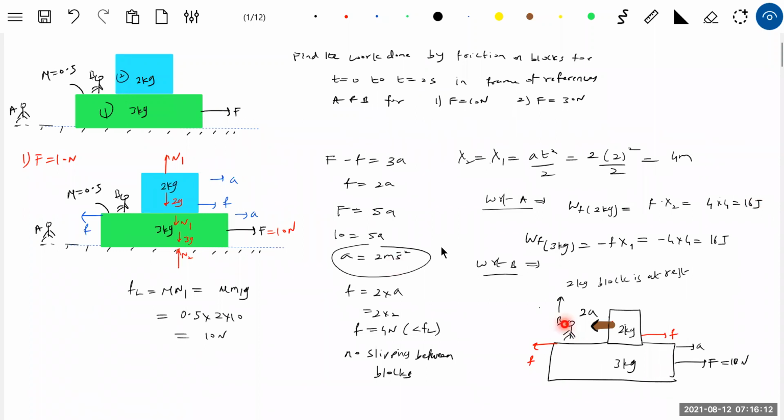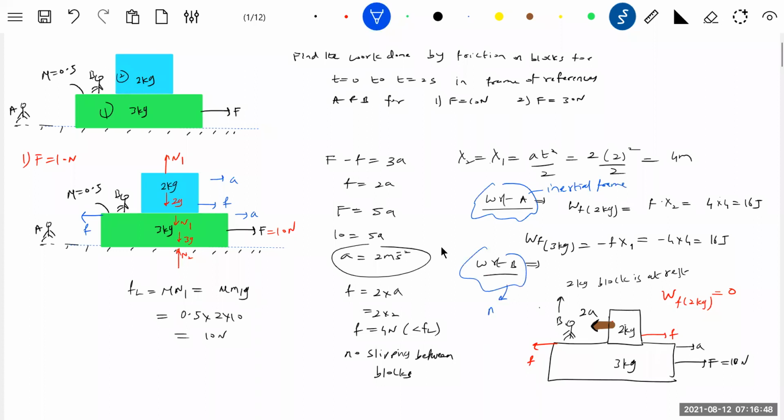So now who is the person B? Person B is like some sort of non-inertial frame. And what about person A? Will become like inertial frame. So what is the work done by friction? So he is going to write very clearly, work done by friction is equal to 0. The reason for that, block is at rest. So look at the frame of reference now. Person A and person B, are they the same frame? No. Person B is a non-inertial, person A is the inertial frame. So what is person A? Person A will become inertial frame. What about B? Will become non-inertial frame.